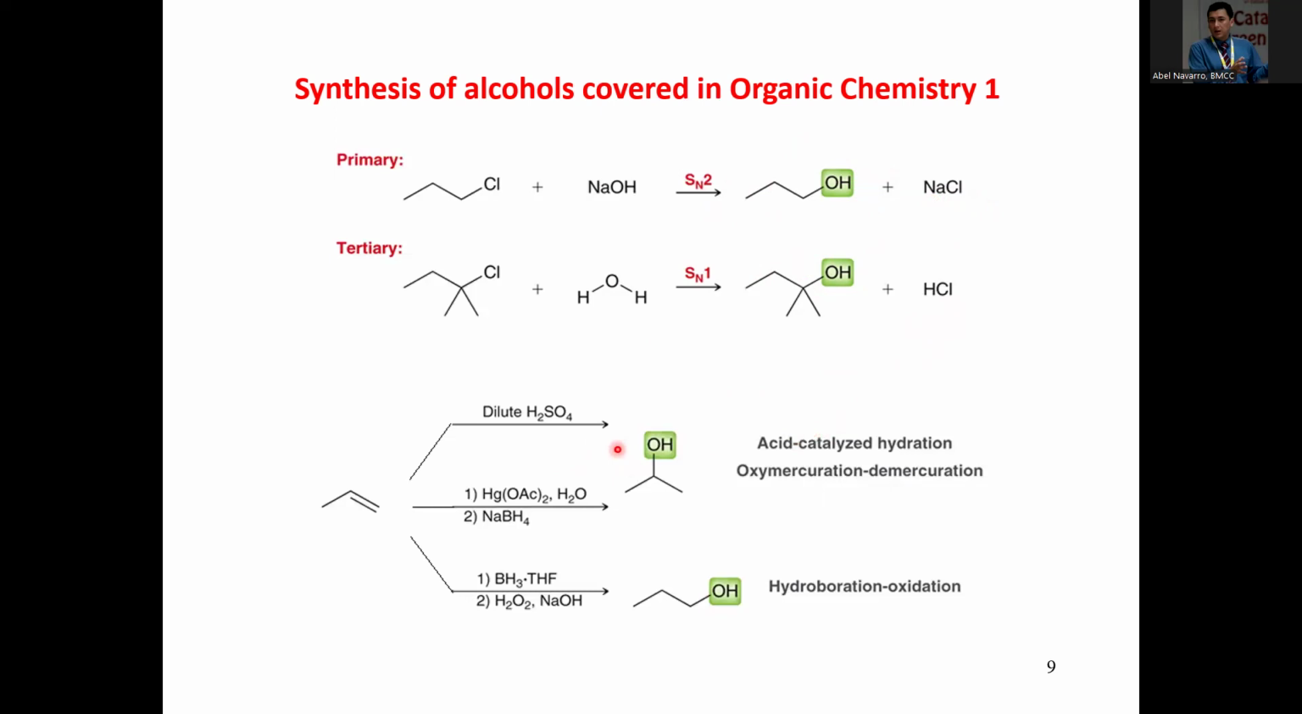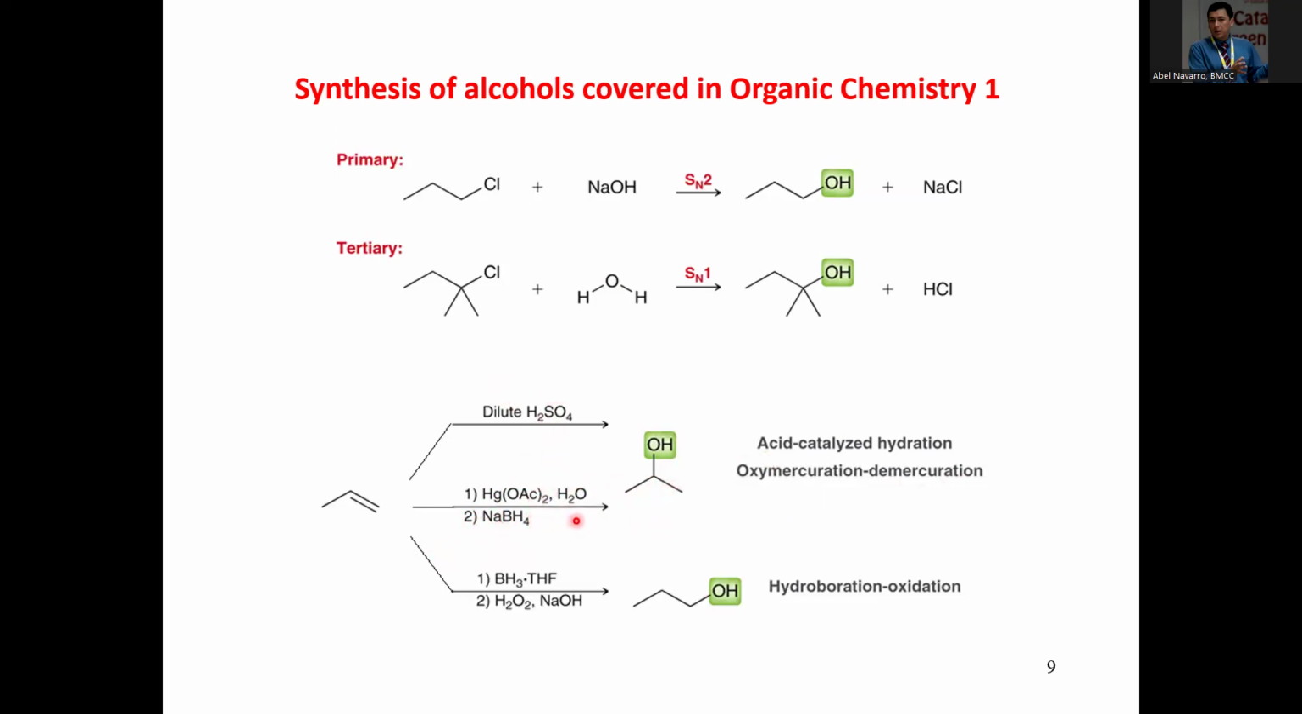Alternative ways to make alcohols we have from alkenes. Alkenes can be converted into alcohols. How? With a reaction called hydration. Hydration reactions can be used to produce alcohols, right? So for example, you have an alkene, I can use dilute sulfuric acid and it will give me the alcohol, Markovnikov, or the oxymercuration. Oxymercuration, mercury acetate in water, followed by sodium borohydride. That's also Markovnikov. What's the difference between these two?